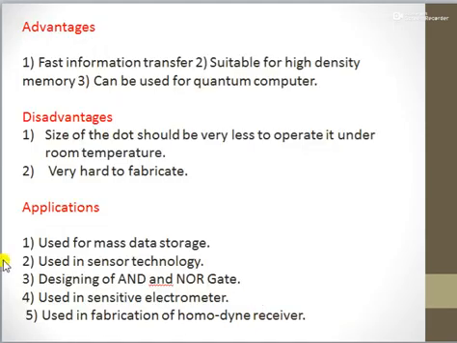The advantages: fast information transfer, suitable for high density memory, can be used for quantum computing. Disadvantages: the size of the dot should be very small to operate at room temperature. It is very hard to fabricate. And applications: it can be used as a mass storage device, it is used in sensor technology, for designing AND and NOR gates, in sensitive electrometers, and in fabrication of homodyne receivers.